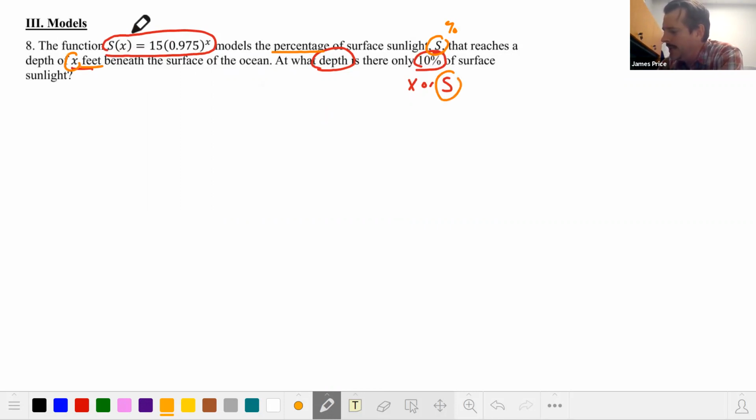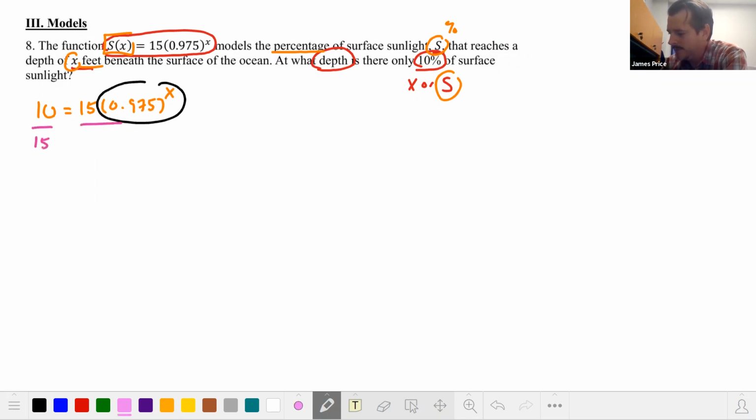So what we're going to do is take 10 and plug it in to our formula here. So 10 plugs in for S, and you have 15 times 0.975 to the X. So it's really just an output question. You plug in for the output and you solve the equation. In this case, it's an exponential equation. And so remember, how do you solve an exponential equation? Well, you got to get the exponential piece here by itself. So the first thing we'll do is just divide out by 15 on both sides.